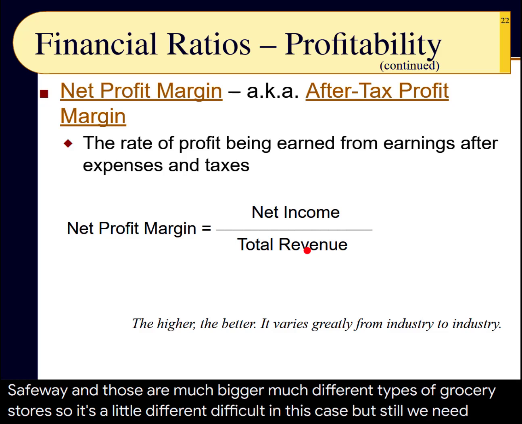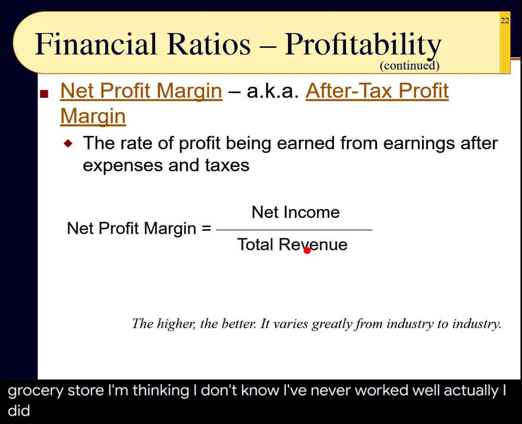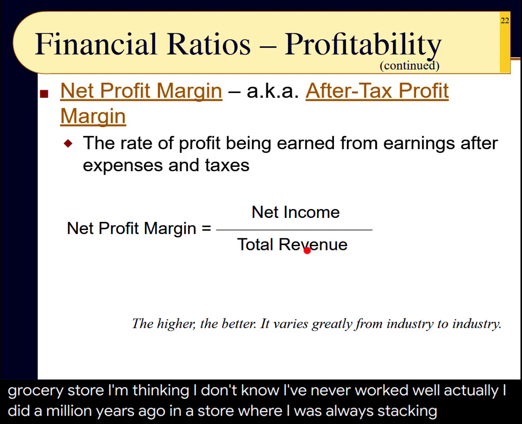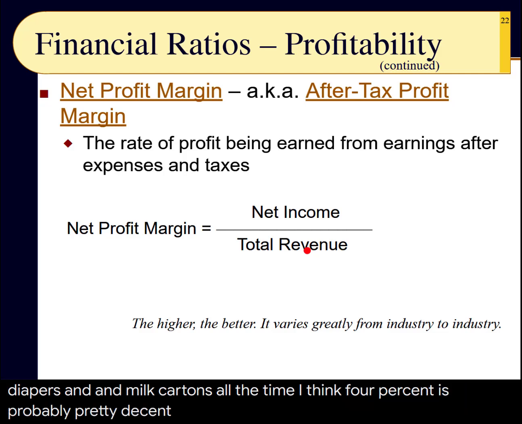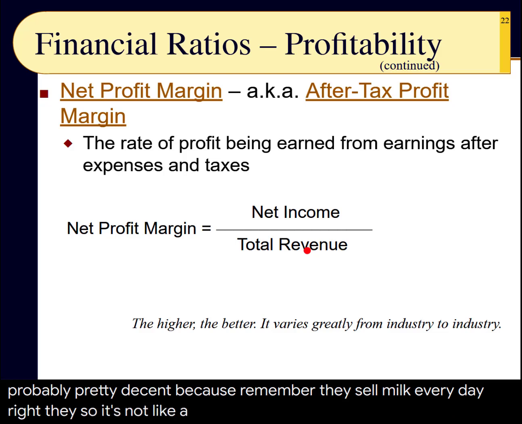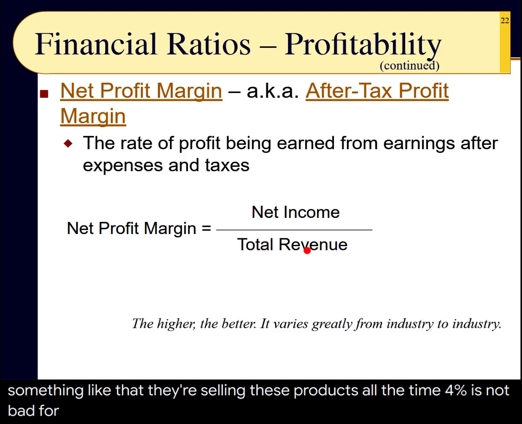And for a grocery store, I've never worked, well, actually, I did a million years ago in a store where I was always stacking Pampers and diapers and milk cartons all the time. I think 4% is probably pretty decent because remember, they sell milk every day. It's not like a car dealership or a high end jewelry store or something like that. They're selling these products all the time. So I'm thinking 4% is not bad for a company like Sprouts, but we need to do our research.